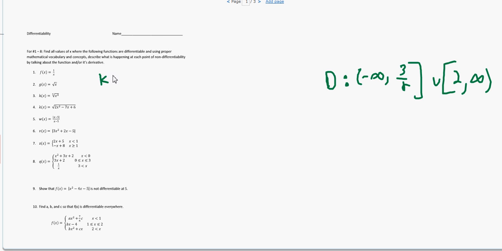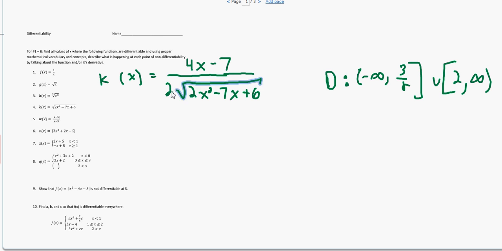So k prime of x is 1/2 this thing to the negative 1/2. So that's going to be 2 square roots of 2x squared minus 7x plus 6, times the derivative of what's inside, which is 4x minus 7.